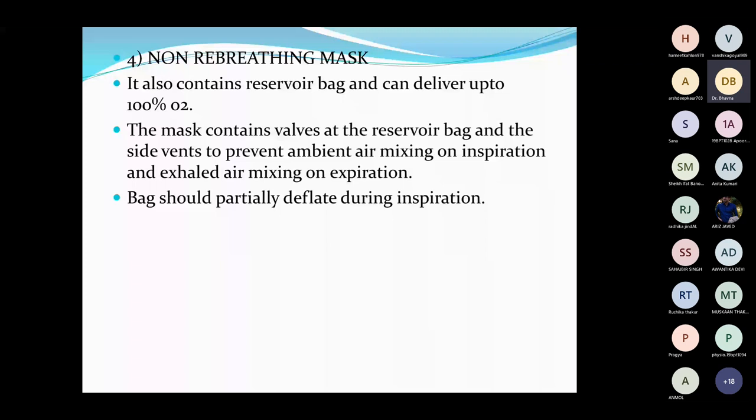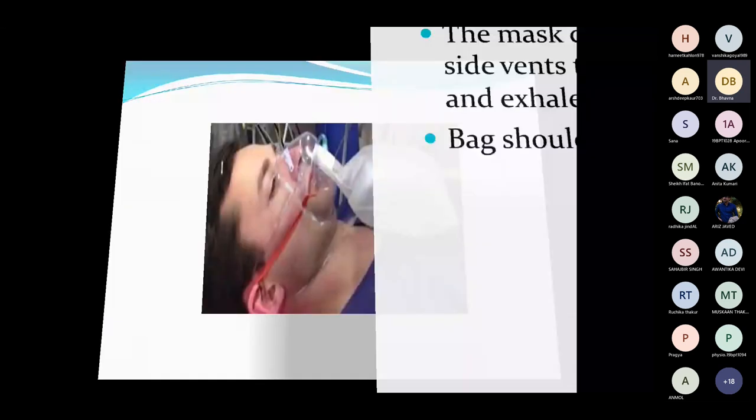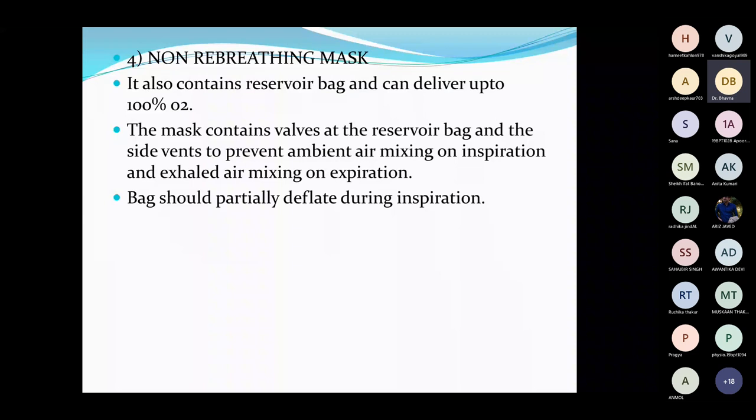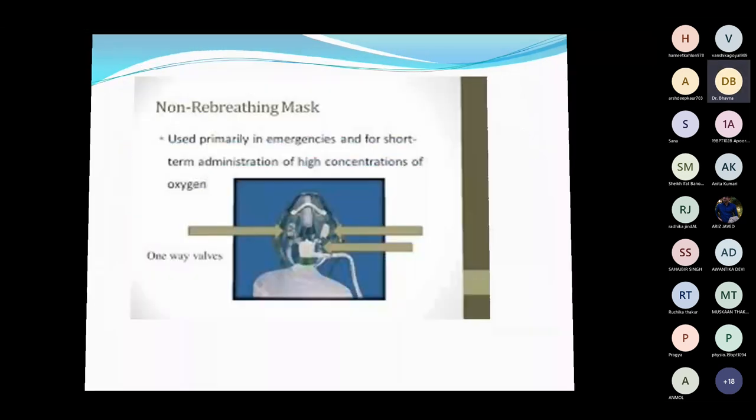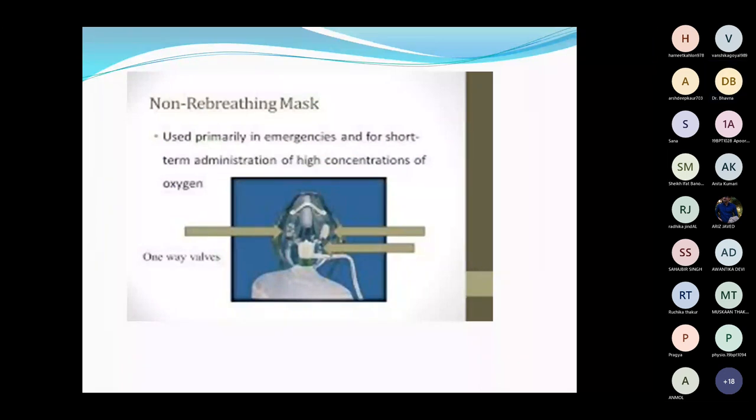All right, so I hope the rebreathing mask is clear to you. Now coming on to the non-rebreathing mask, which contains the reservoir bag and delivers up to 100% oxygen. Rebreather delivers 80% and non-rebreathers give 100% oxygen. Depending upon the patient, like comatose patients, they require a non-rebreather mask. The mask contains walls and reservoir bags at the sides and vents to prevent ambient air mixing on inspiration and exhaled air mixing on expiration. The bag should partially deflate during inspiration.